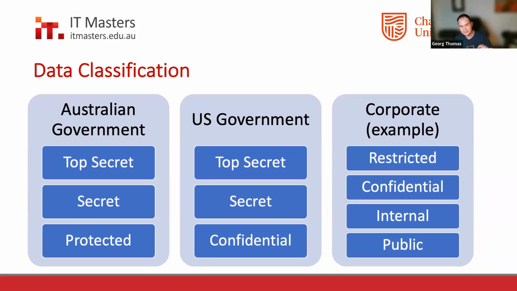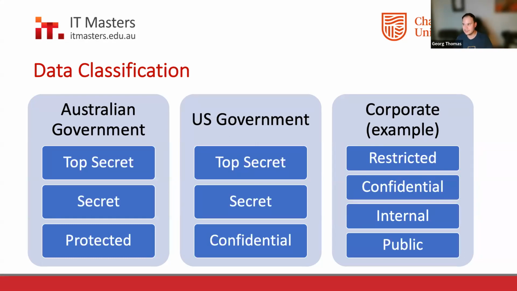Obviously the governments have them, because if you don't do this, then you don't know the value of the information. And what should be happening is you should be applying controls that reflect the sensitivity of the information. So, for example, if I go straight to the corporate example, if it's public information, do you need to spend millions of dollars to protect it? I think the answer is probably no.